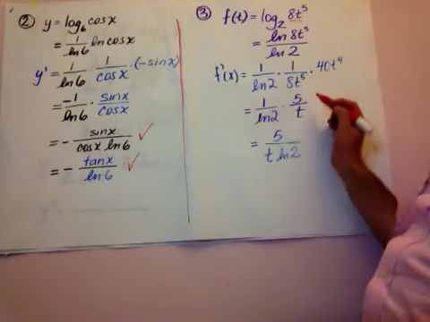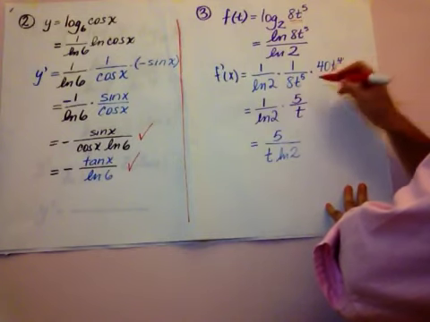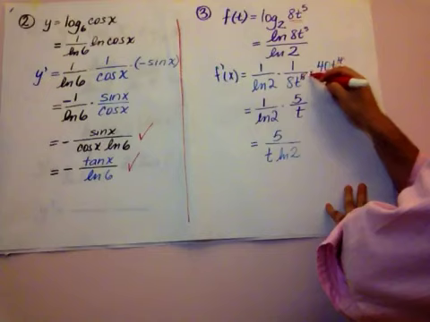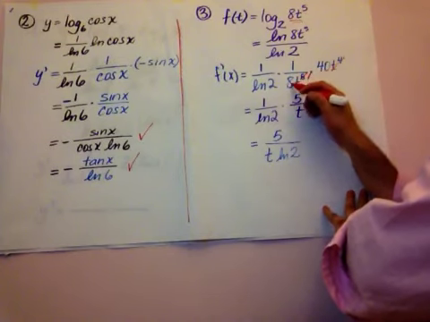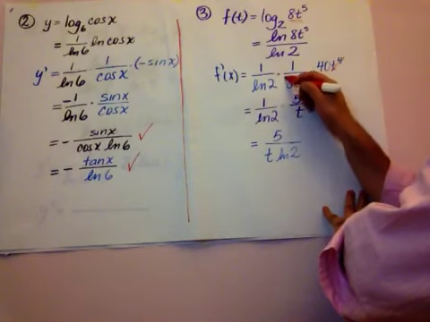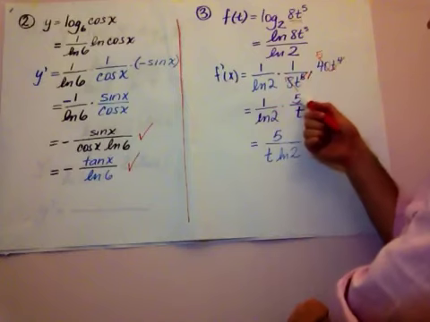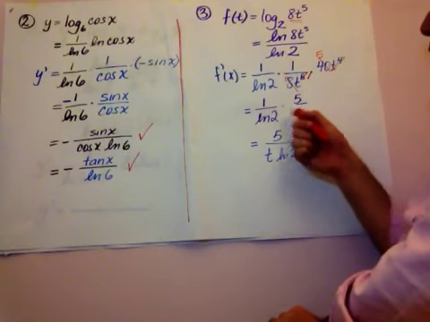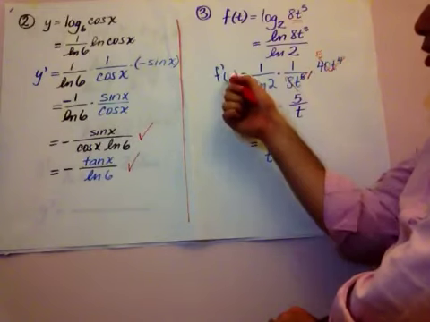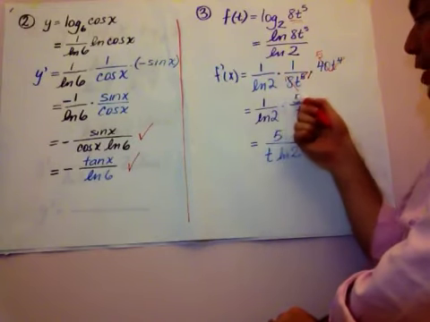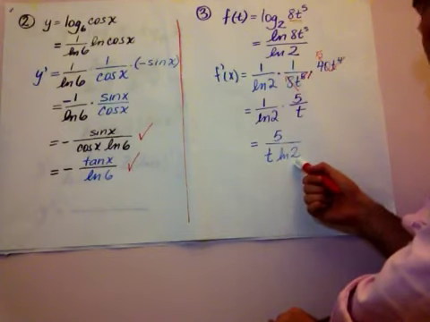Now, in this expression we can cancel some things, like t to the 4th cancels with 4 of these 5 t's, leaving only 1. And 40 and 8, this becomes a 1, this becomes a 5, and so we have 5 over t. And then just multiplying these two, we get that the derivative is 5 over t ln of 2.